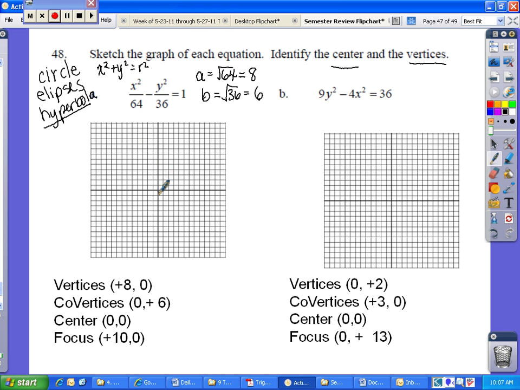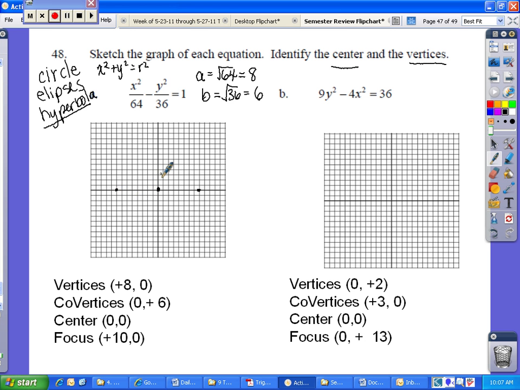So again, my center is 0 because there's nothing added or subtracted to x squared and y squared. Those are both just x squared and y squared. If there was something added or subtracted, I would know that this was moved, but it's not. So my center is at 0, 0. A squared is equal to 64. So since that 64 goes with the x squared, I know that those 8s are going to be along the x-axis. So I'm going to count over 1, 2, 3, 4, 5, 6, 7, 8. And I'm going to count 8 the other way.